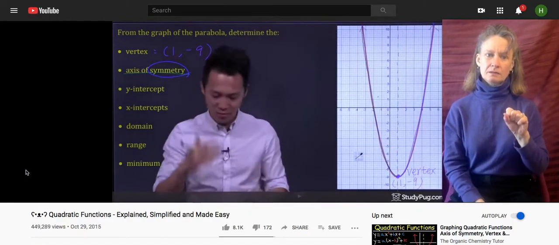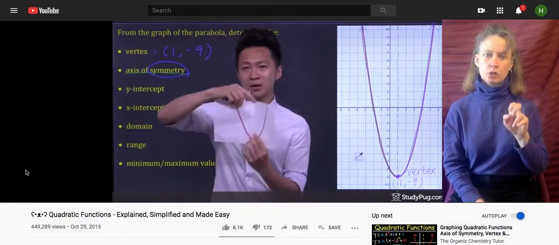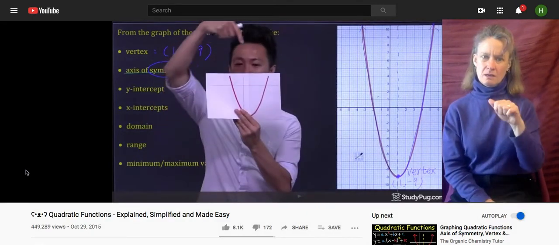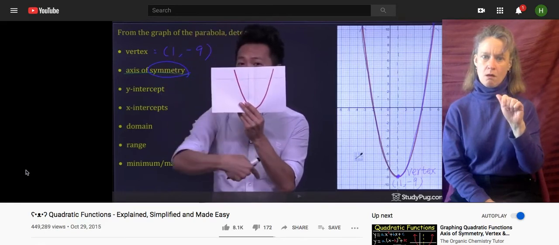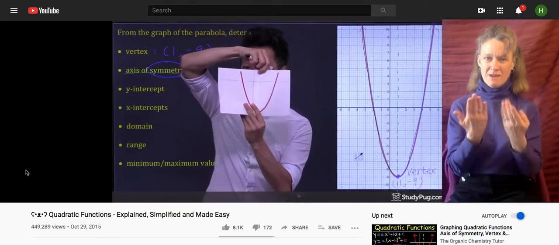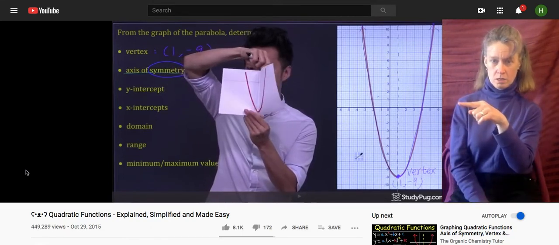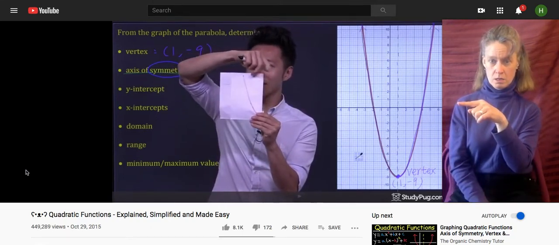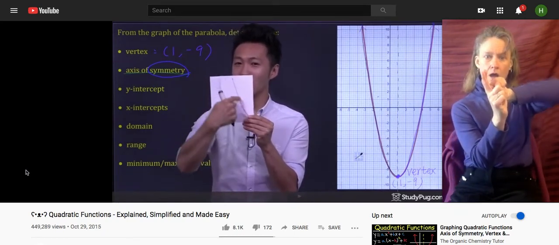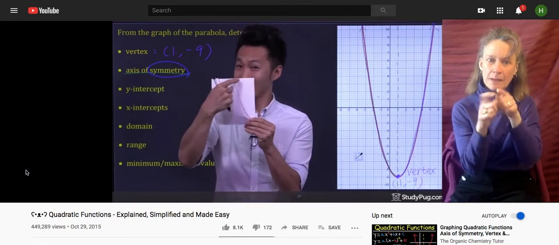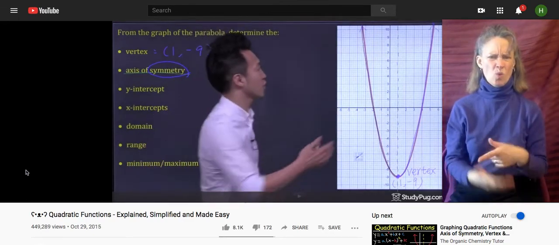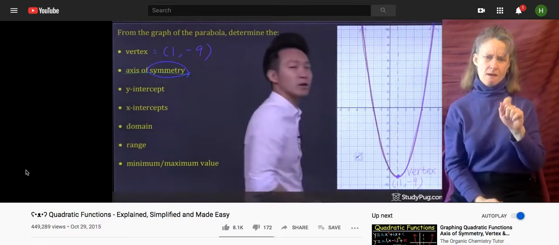Can you see that? Let me show you. Here we have a parabola just like this one. And the axis of symmetry runs down the middle of the parabola. Now I'm going to fold the graph along the axis of symmetry. Can you see that? The two halves of the parabola completely overlap each other. Yeah? Cool.